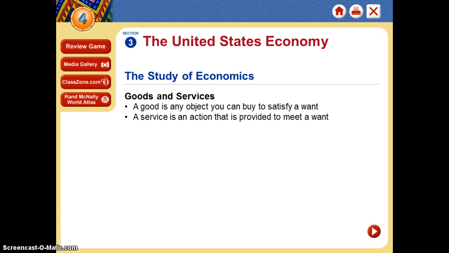All right, goods and services. A good is any object that you buy to satisfy a want. A service is any action that is provided to meet a want. One example is, you want a CD from the latest hit artist. And in order to get that CD, you go to your neighbor and ask to rake leaves or to babysit or whatever to get 30 bucks so that you can go to the store and buy the CD. You provided a service to your neighbor. They gave you money and you went and spent that money on a good. That's the CD.